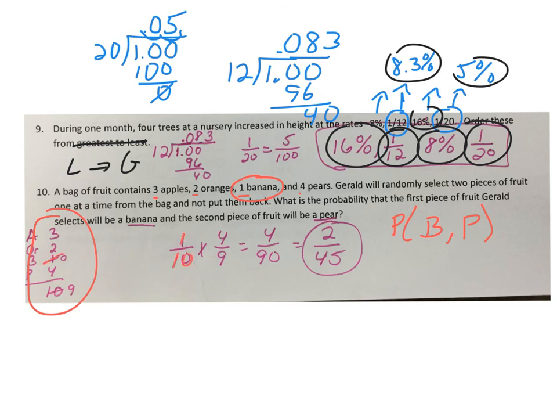Now cross that banana off your list, and there's 0 bananas left and only 9 amount of fruit total. Then the pears, don't put 1 pear. There are 4 pears available. So you put 4 out of 9. You multiply straight across, 1 times 4 and 10 times 9. And then you simplify to get your final answer.